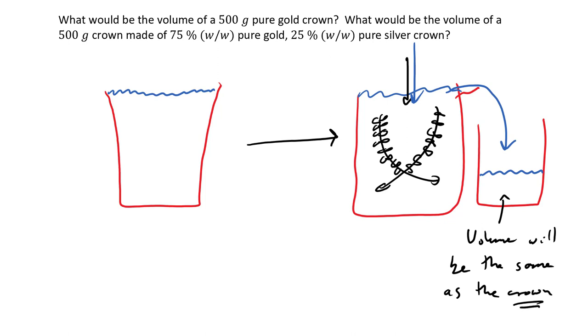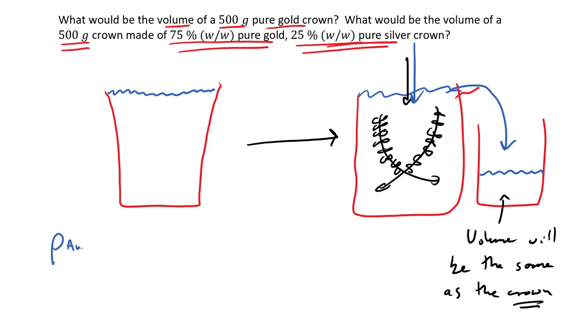So let's look at two different examples here. What would the volume of a 500 gram pure gold crown be compared to the same mass of crown, but only 75% pure gold and 25% pure silver? Let's do two separate calculations and see what we get. Again, at the time, there were very precise tools to measure mass. We will then take the mass and convert it over to what the volume would be using the density of gold and silver.